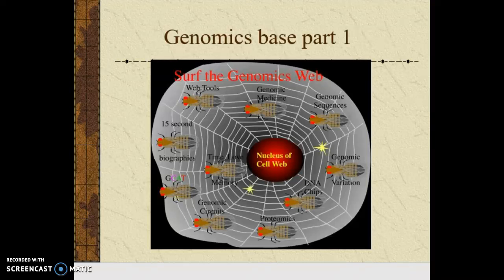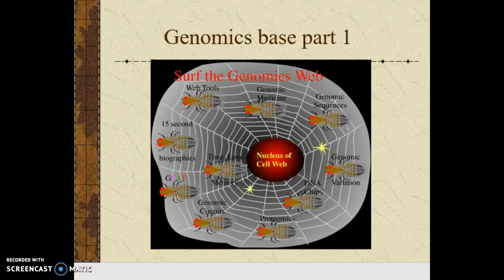Okay, so this is our last lecture in the biotechnology unit of the semester. So we're going to talk about genomics here. And what genomics is really, is an accumulation of all of the genetics information we covered back in the genetics unit, and then everything we talked about in biotechnology.